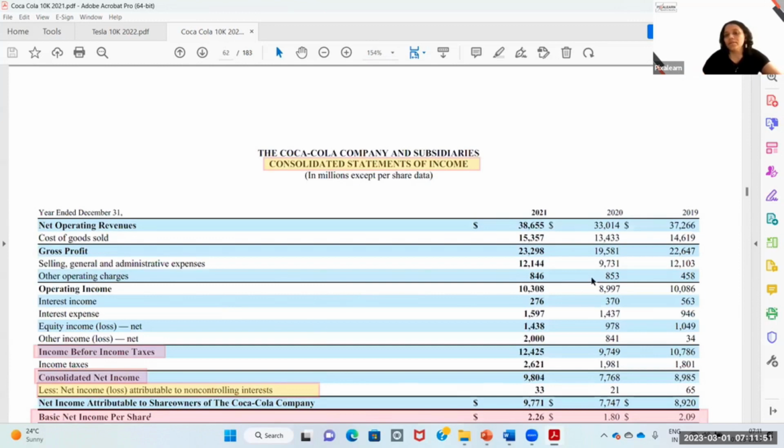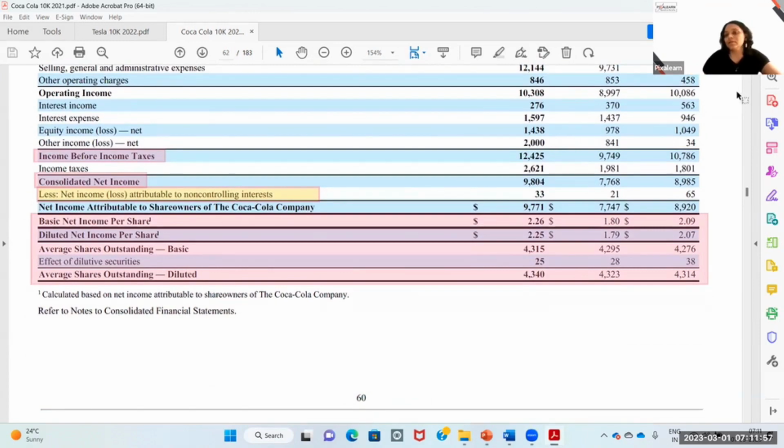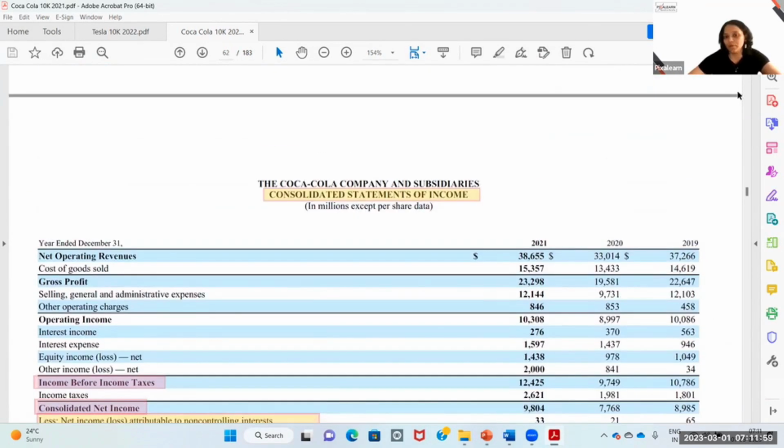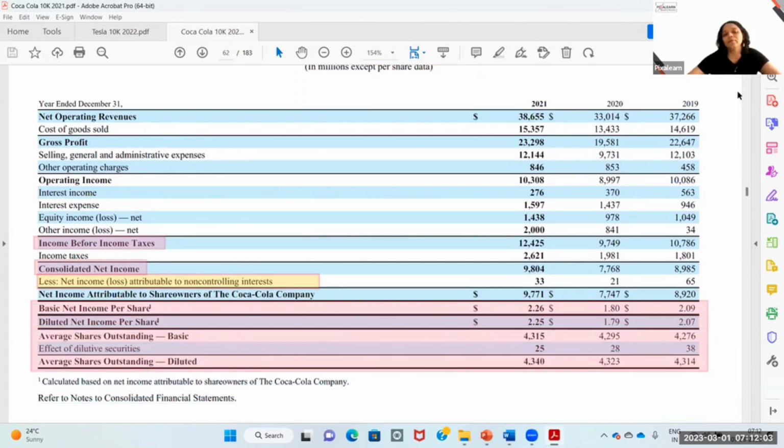Okay. So let's see how the disclosures are made before we actually start this. Can you see this? This is my consolidated income statement, which is a requirement. I'm looking at Coca-Cola. And here, can you see what we're doing? We have basic income per share, then we have diluted income per share.